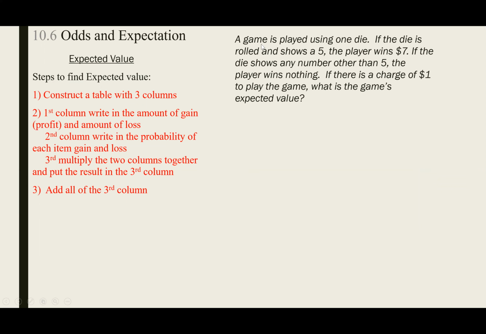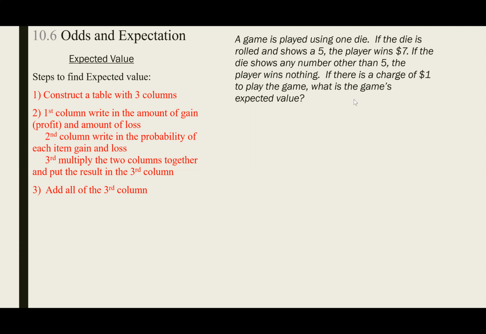This game is a little bit different, right? The game is played using one dice. If the dice is rolled and shows a number 5, the player will win $7. So I have this dice in my hand. I will roll this dice, and if it lands on number 5, I will pay you $7. If it lands on anything that is not a number 5, you will not win anything. But in order for you to play, you need to put in $1.